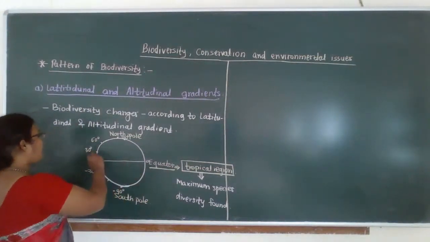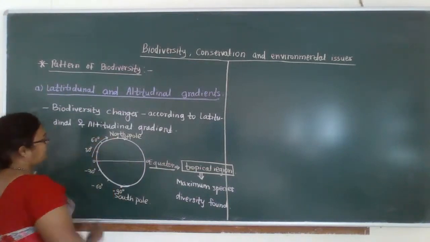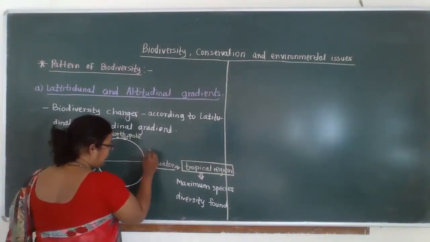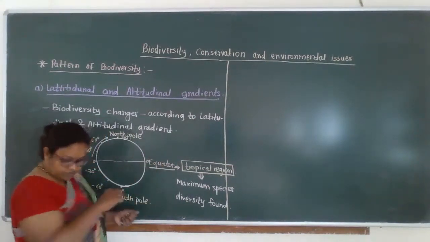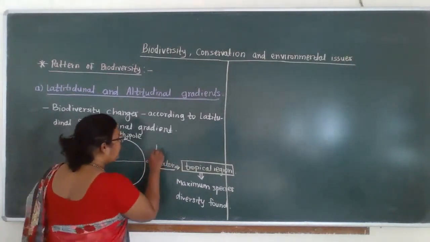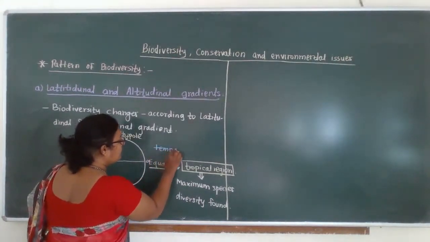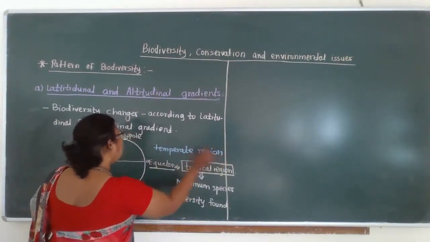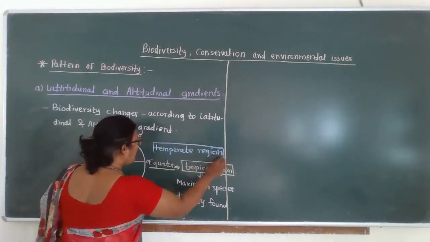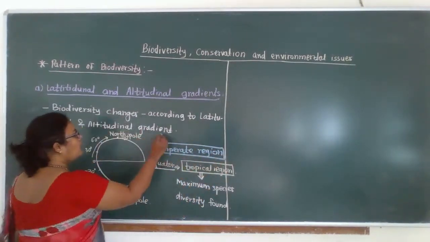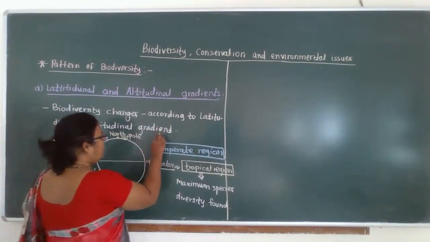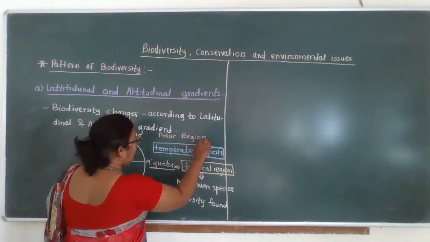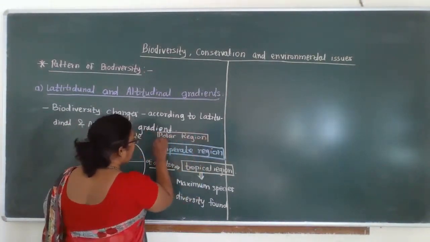As we are moving from the equator to the polar side, some temperate regions are found here. From the temperate region it moves towards the polar region. So we are dividing our Earth into three regions.